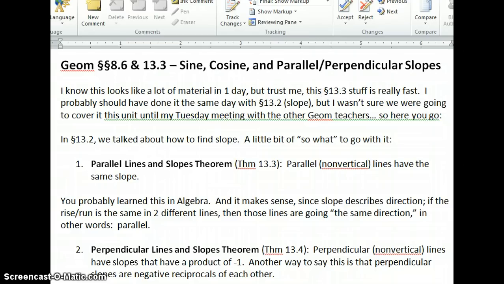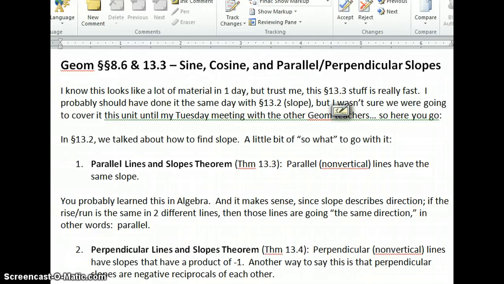Anyway, 8.6 and 13.3. 13.3 is a continuation, of course, of 13.2, which was the stuff on slope. I probably should have done this on the same day we talked about tangent and slope, because this has everything to do with slope. All right, so I actually did this in the notes, so I'm going to do it this way here too. Did I talk about 13.3 first before I talk about 8.6?